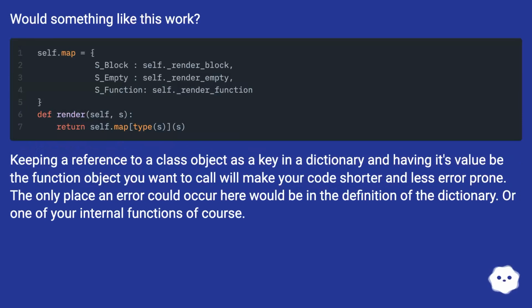Keeping a reference to a class object as a key in a dictionary and having its value be the function object you want to call will make your code shorter and less error-prone. The only place an error could occur here would be in the definition of the dictionary. Or one of your internal functions, of course.